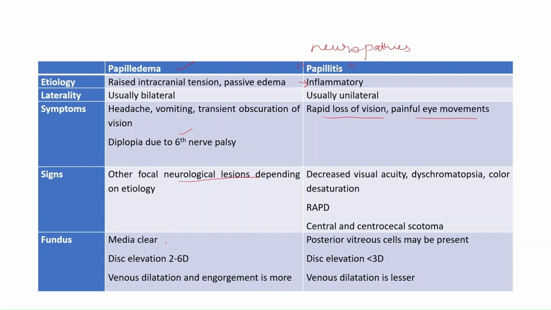On fundus examination the media is usually clear. The disc is elevated to around 6 diopters. Here the disc elevation is not as much in papillitis, and venous dilatation and engorgement is much more in papilledema when compared to papillitis. These differences help you to understand whether the underlying cause is a raised intracranial tension or an optic neuropathy.